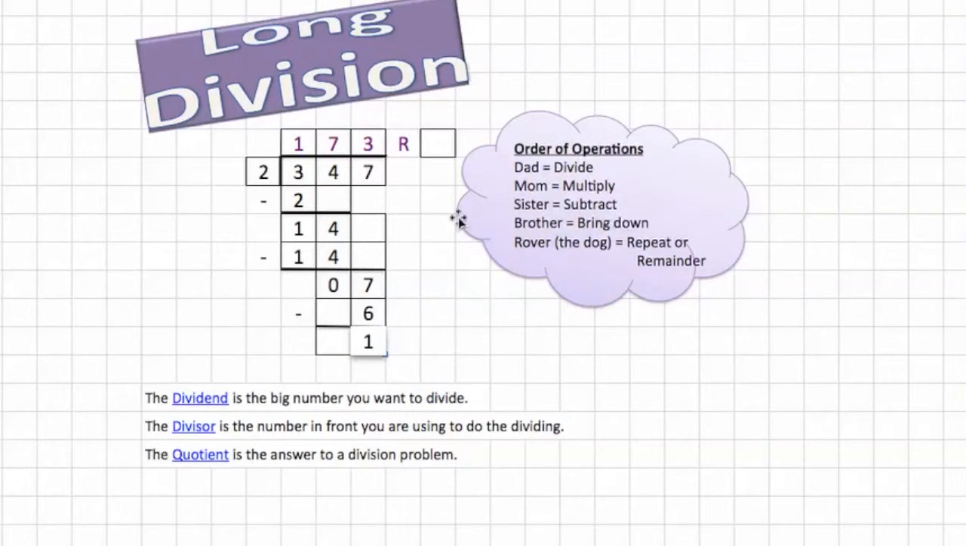Brother, bring down. We're out of numbers, which means there's nothing else to bring down, and so essentially we are done. So Rover is no more repeating. It is now the remainder. So our remainder down here, the leftover, is 1. So our quotient is 173, remainder 1. So we can split 347 into 2 groups, putting 173 in each group, but it wasn't a very even split, so we have 1 left over.